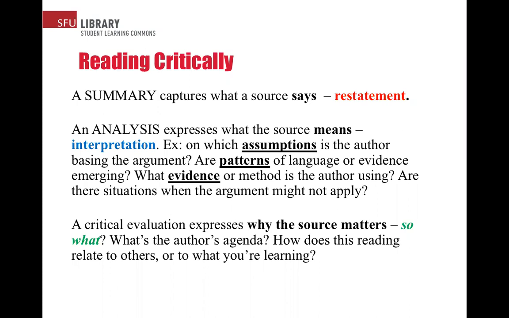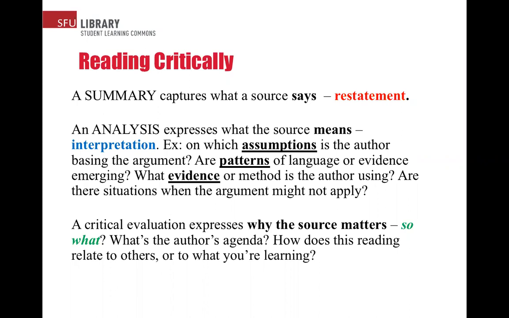So for example, we're analyzing the assumptions that the author is using to base their argument. We're looking for patterns of language or evidence that's emerging. We're looking for the kinds of evidence or the method that the author is using. And are there situations where the argument might not really apply? Did the author not really imagine deeply enough? Do we think that there could have been more information? And is that a place for us to intervene? Or has another author that we've encountered talked about this? So then we can bring that other author in. That's an opportunity to start to synthesize some of the information that we found from our research.